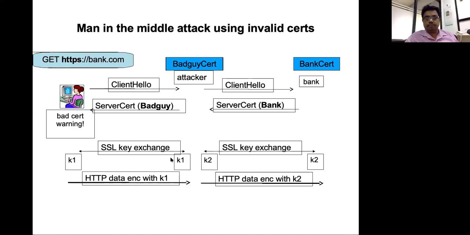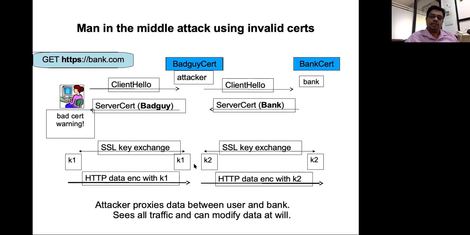The bank thinks it's from the correct user because the correct information comes. The correct username and password come encrypted with key K2. So then the bank works based on that data. However, the attacker gets an opportunity to record the entire communication here. So that's how the TLS man-in-the-middle attack works. So this is very common.